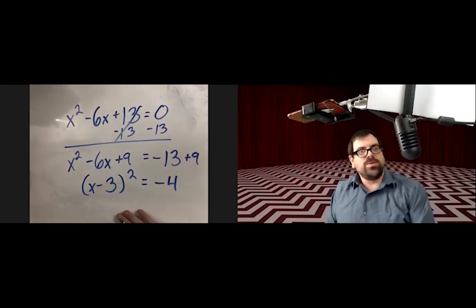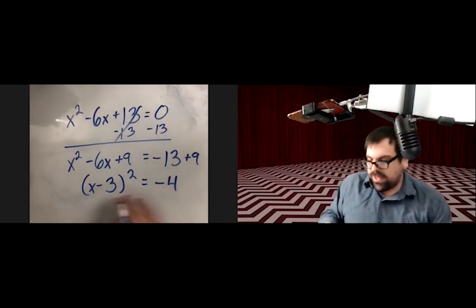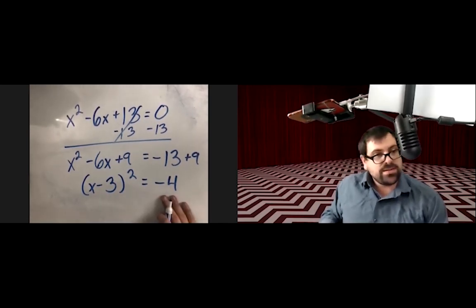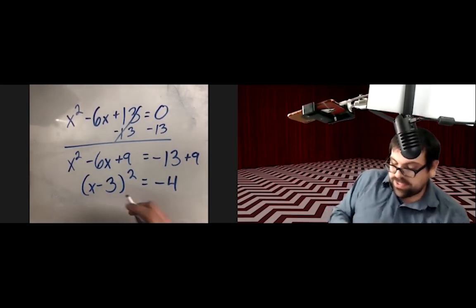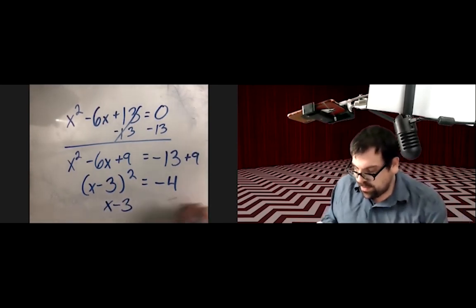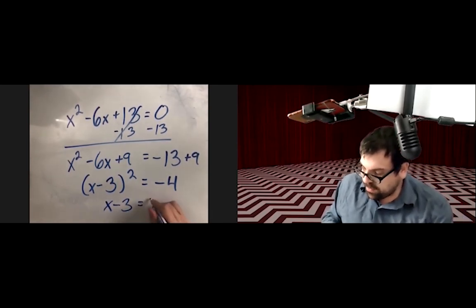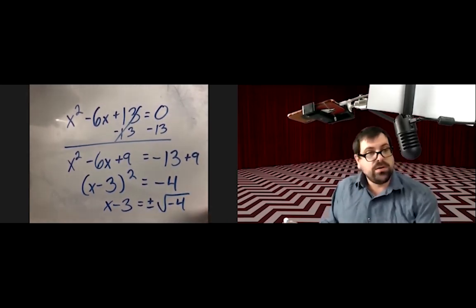Now we can use the square root property. We completed the square. Now we can take the square root of both sides. The square root of x minus 3 squared just leaves us with x minus 3. On the other side, we have plus or minus the square root of negative 4.